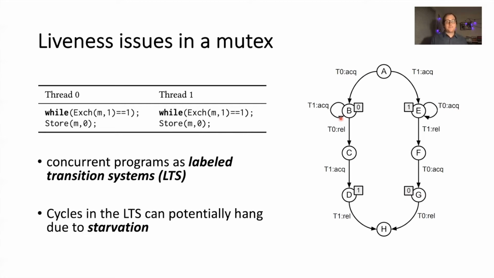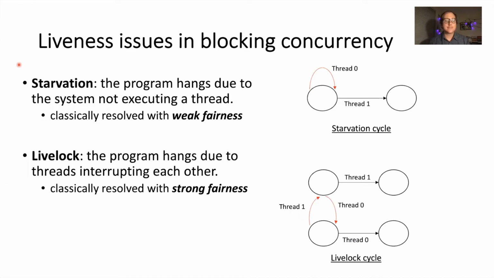Because we're computer scientists, we like to generalize and abstract. And that cycle that we saw in the mutex example, we can generalize to several patterns that can cause liveness issues in concurrent programs. The first one is called the starvation cycle. This happens when the program hangs due to the system not executing a thread. For example, you're in a state and one thread, say thread 0, is spinning, and thread 1 could free thread 0, but the system never gives thread 1 a chance to execute. You say thread 1 was starved, and that leads to a starvation cycle.